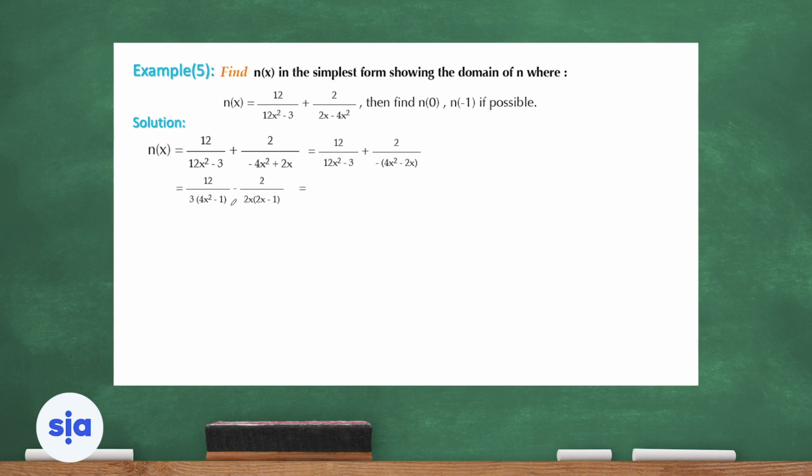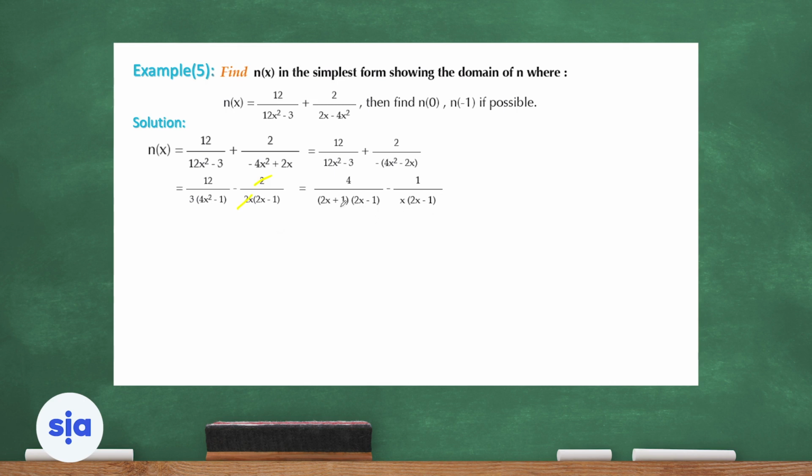This can be simplified more as what? Yes, as difference of two squares. And the 12 as well can be divided by 3 as 4. So 4 over 2x plus 1 times 2x minus 1, minus 1 over x times 2x minus 1, as the 2 is crossed out with this 2 as well.